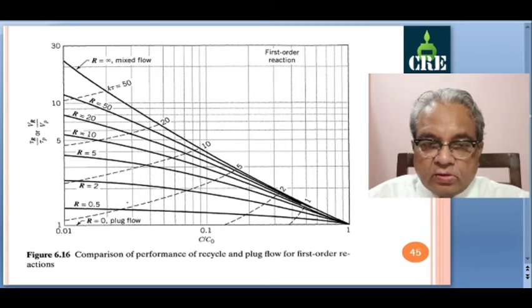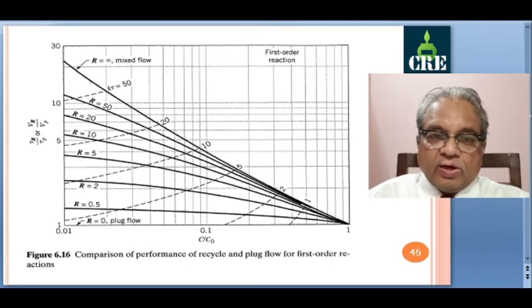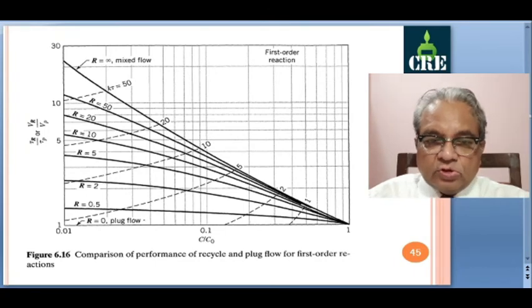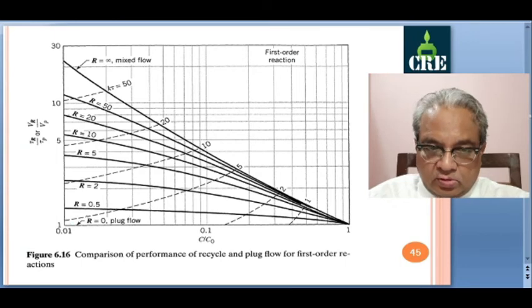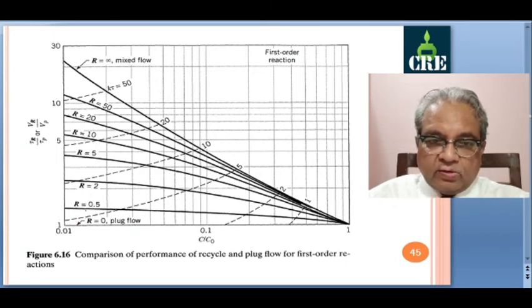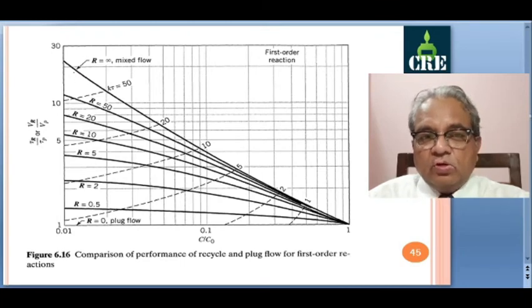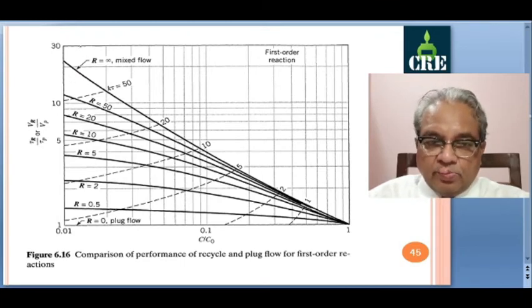So you can see here these lines plotted for different values of R. R is equal to 0 coincides with the x-axis, so complete plug flow reactor. R is equal to 0.5, 2, 5, 10, and as you go on increasing R, the performance goes towards the mixed flow reactor.